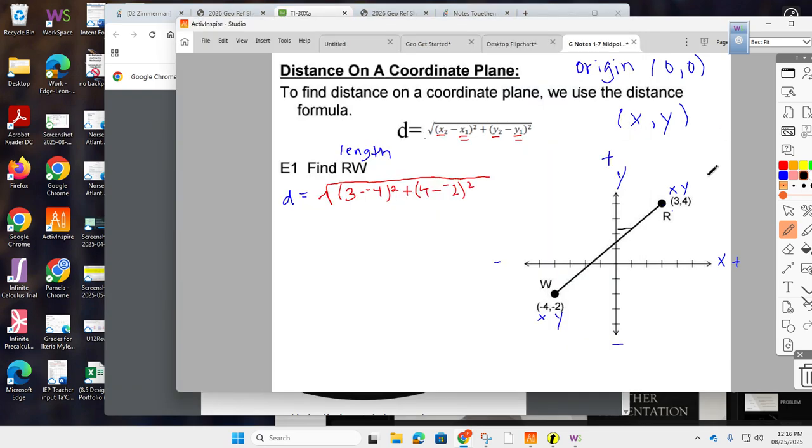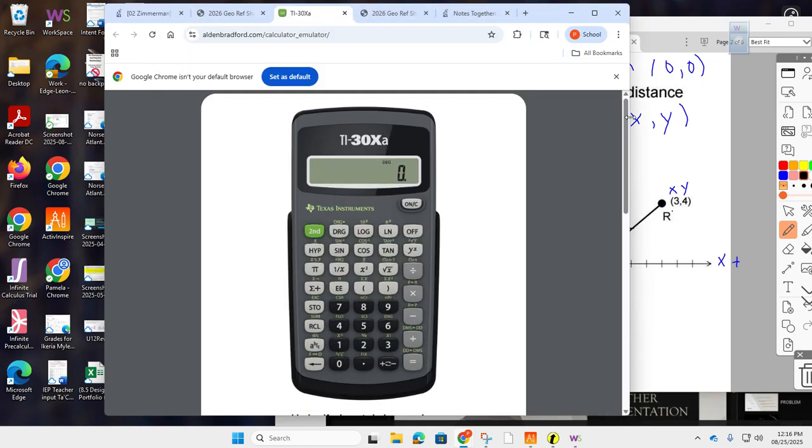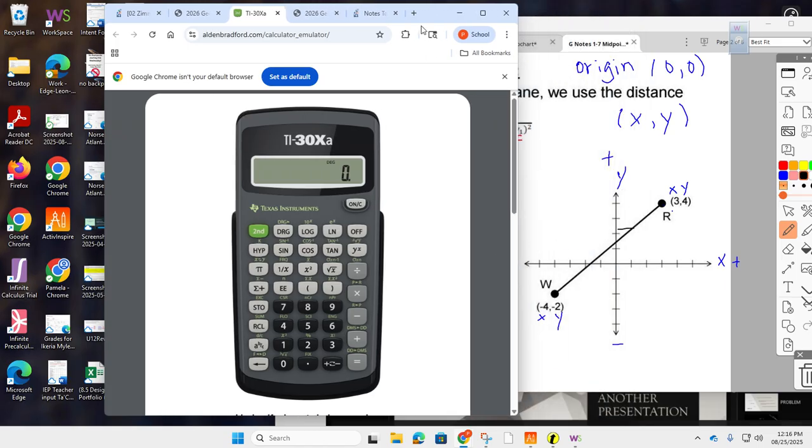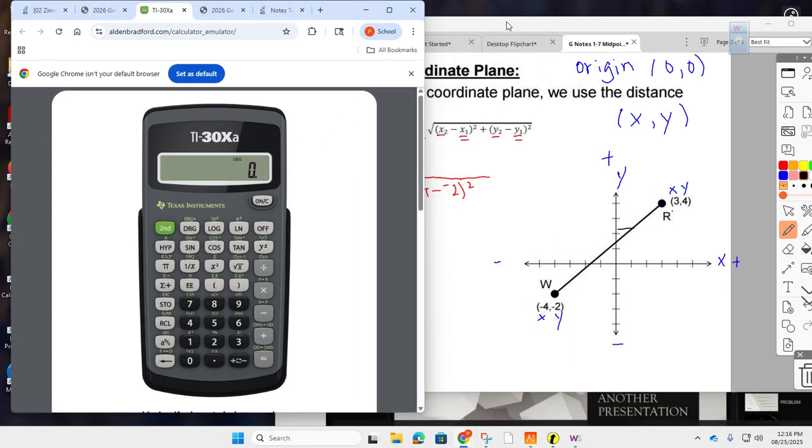If you did not use your calculator, you need to get up and get it. Everyone have your calculator? Darren, you got yours? Nadine, you got yours? Yeah.